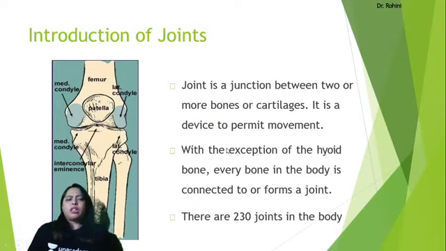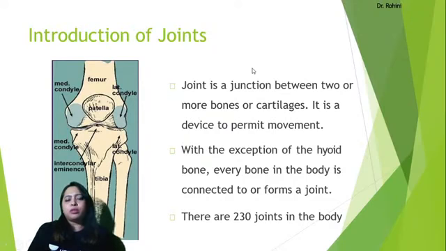Okay. So now there are so many joints in our body. There is one exception of a bone, that is hyoid bone. This does not form joint with anything. There is no other bone in the vicinity. It does not form any joint. So it is neither connected through cartilage nor through the ligament. So it is not forming a joint with anything else.